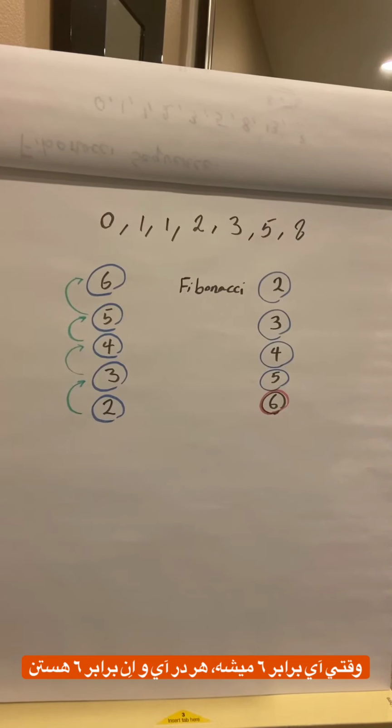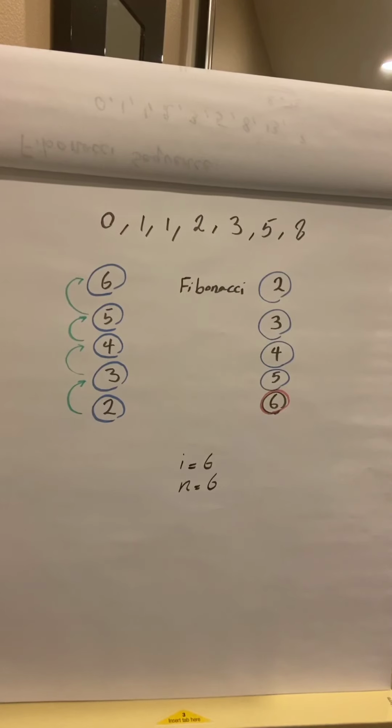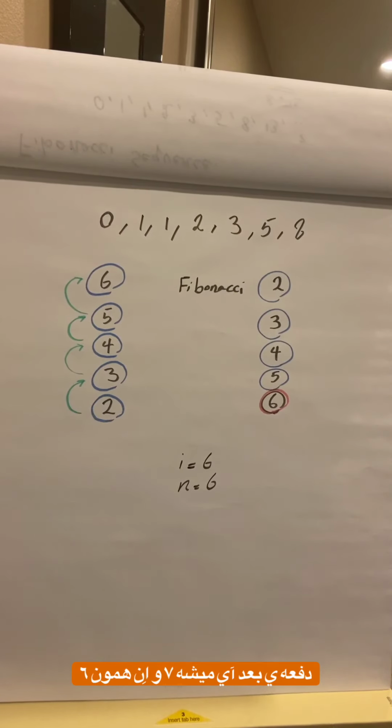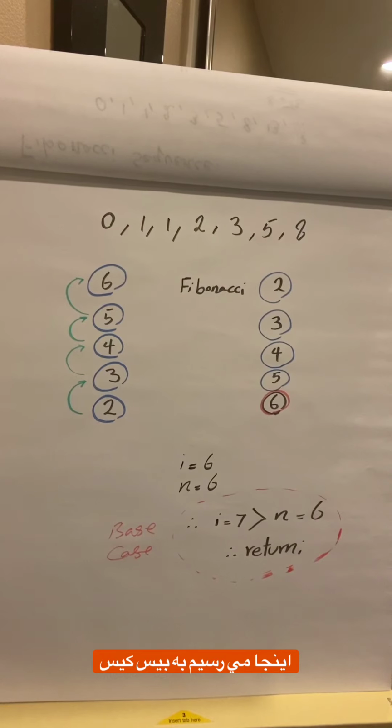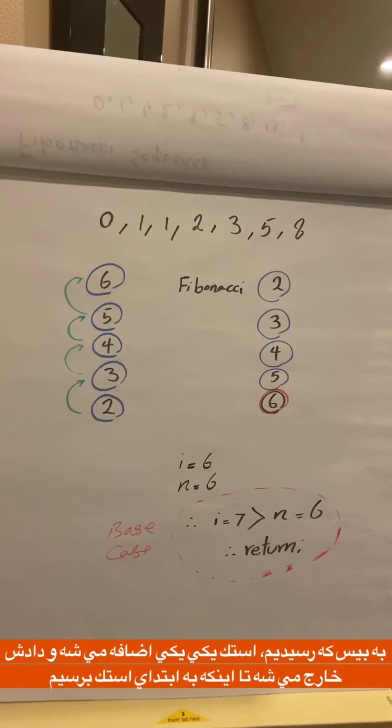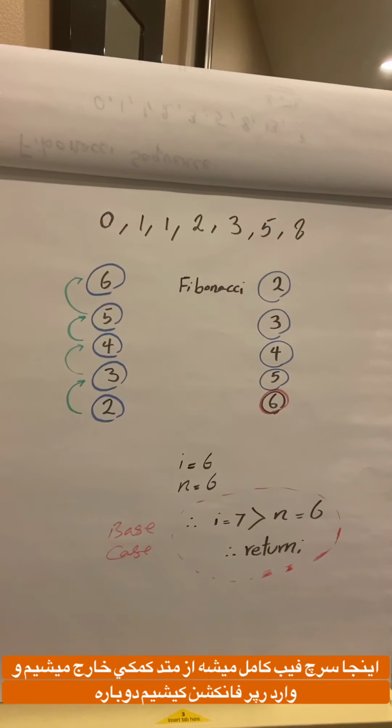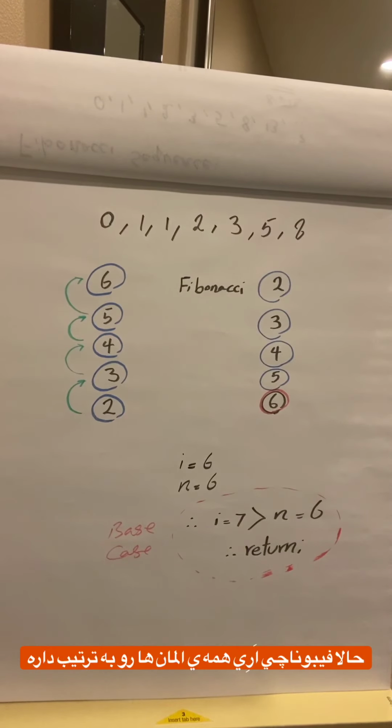When I becomes equal to 6, then both I and n are going to be equal to 6. So what happens next is that in the next call, I is going to be equal to 7 and n is going to be equal to 6. Ta-da! We hit the base case. So when we hit the base case, the stack will start unwinding one by one until it reaches the beginning of the call stack. At this point, searchFib is complete, we're out of this function, and we're back to the wrapper function. So now the Fibonacci array has all the items in sequence.